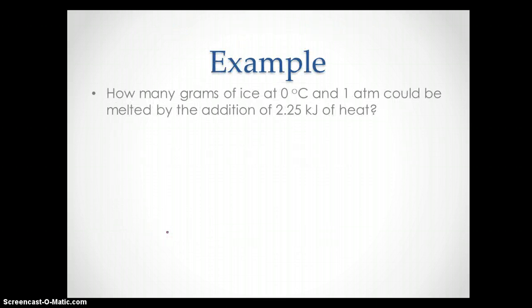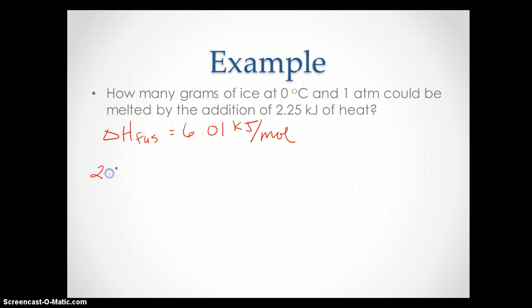All right, let's look at an example. How many grams of ice at 0 degrees Celsius in 1 atmosphere could be melted by the addition of 2.25 kilojoules of heat? The first thing we want to do is look at our chart and find that for water, that's what ice is, the heat of fusion, which is melting, for water is 6.01 kilojoules per mole. Okay, so this now becomes a conversion factor. So we're going to use dimensional analysis to solve this problem.